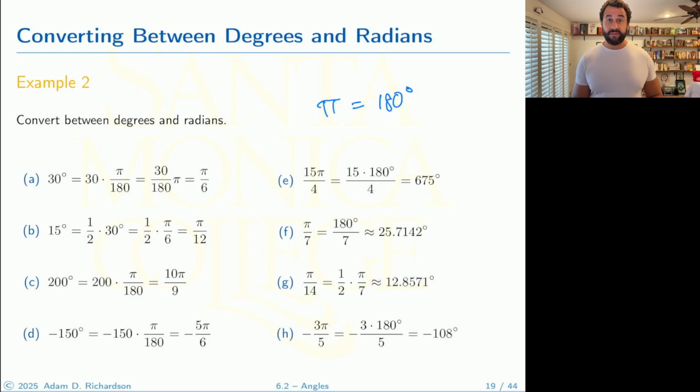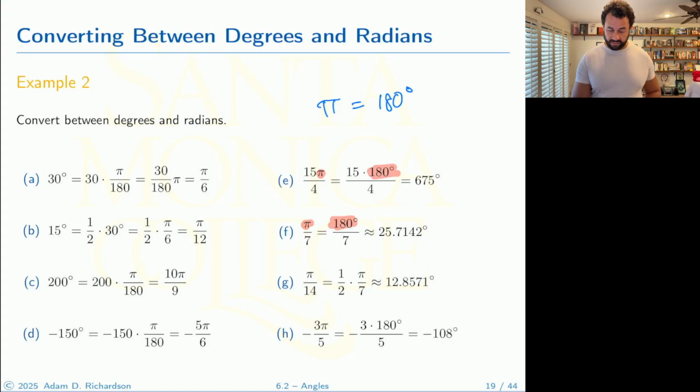So what that means is literally wherever you see pi, you can replace it with 180 degrees. And then just massage everything to get all the kinks out, cancel common factors, simplify. All right. So this ends up becoming 675 degrees. What is pi over 7? Again, I'm replacing pi with 180. And this, well, 180 isn't divisible by 7, so that's actually as simplified as it's going to get.